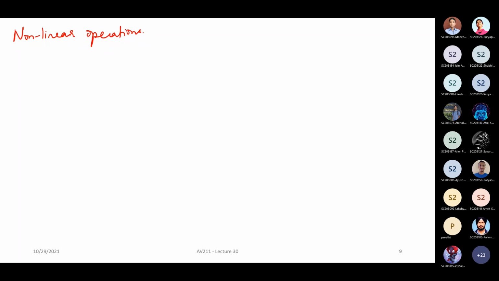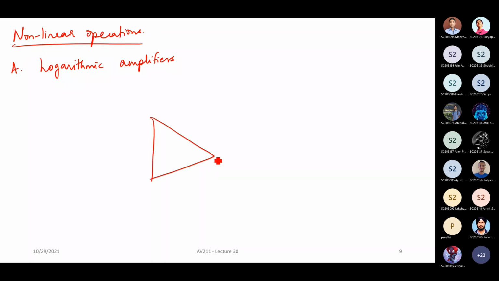Now what are nonlinear operations? Basically where the transfer function from the input to the output is not a linear transfer function at all. So the first class of circuits is what are called logarithmic amplifiers. As the name suggests, this circuit is going to compute the logarithm of the particular input signal. So let us look at it.